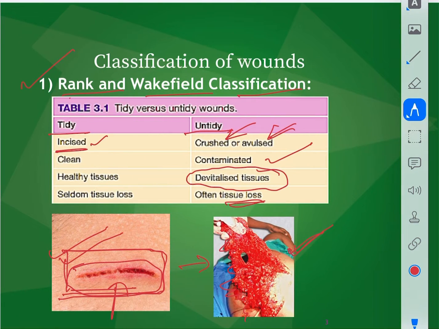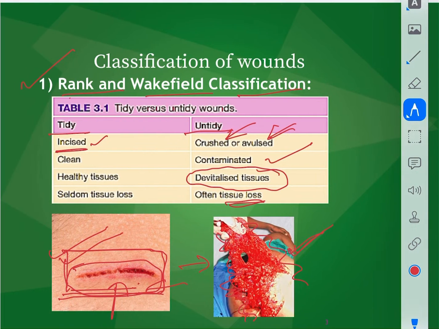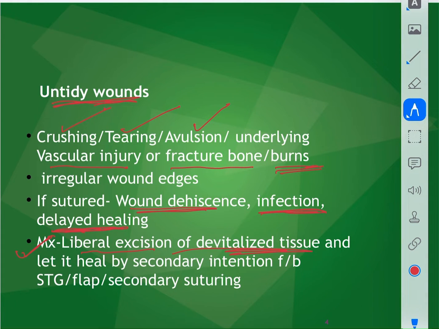We saw in the previous image, the wound edges are so ragged, they are not as neat as this tidy wound looks, correct? So you can't directly go and suture such an untidy, unhealthy wound, because if you suture, definitely it will go for wound dehiscence because of infection, and there is always delayed wound healing in such an untidy wound. Then how will you manage such an untidy wound? Always go for liberal excision of the devitalized tissue. All this unhealthy tissue must be excised. You can't leave it behind. It will not let the wound heal.